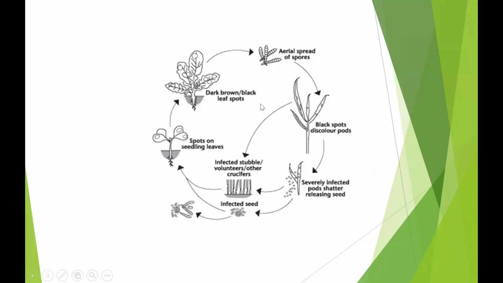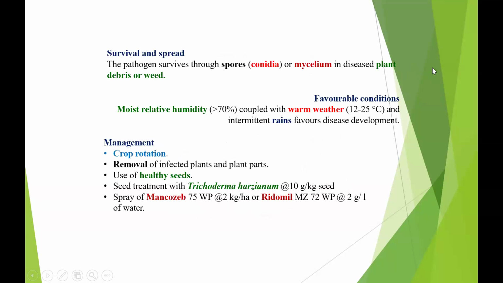When spots appear, dark brown or black leaf spots, they produce muriform conidia. These infect the pods and seeds also, and when these seeds are sown, they again carry the disease to the plant. Spots on the seedlings and then again on the main crop. The survival is on the seeds, as we saw right now, and spread is through conidia or mycelium in diseased plants.